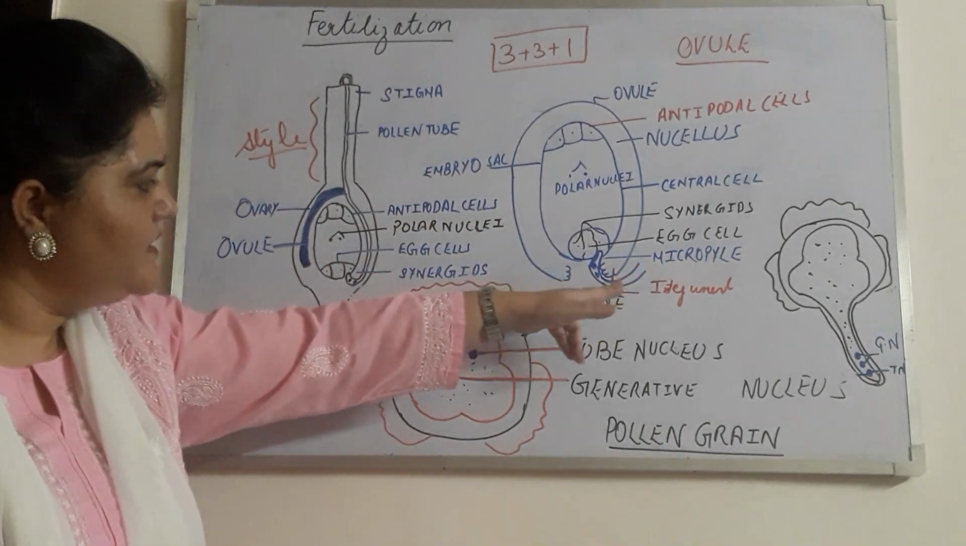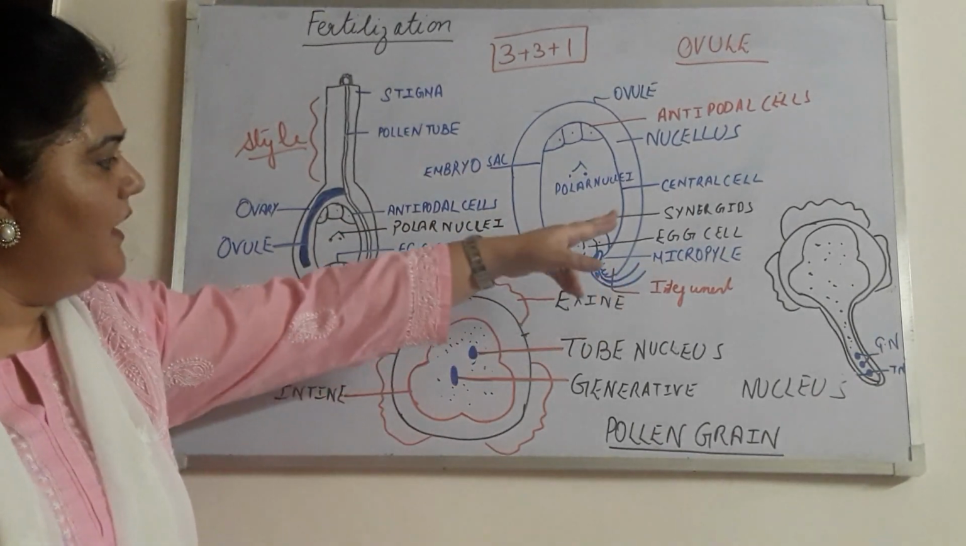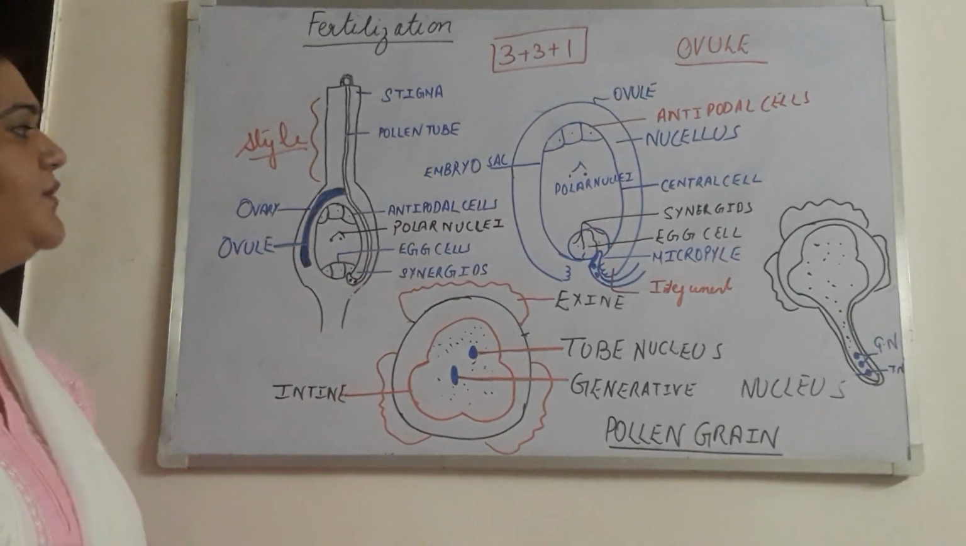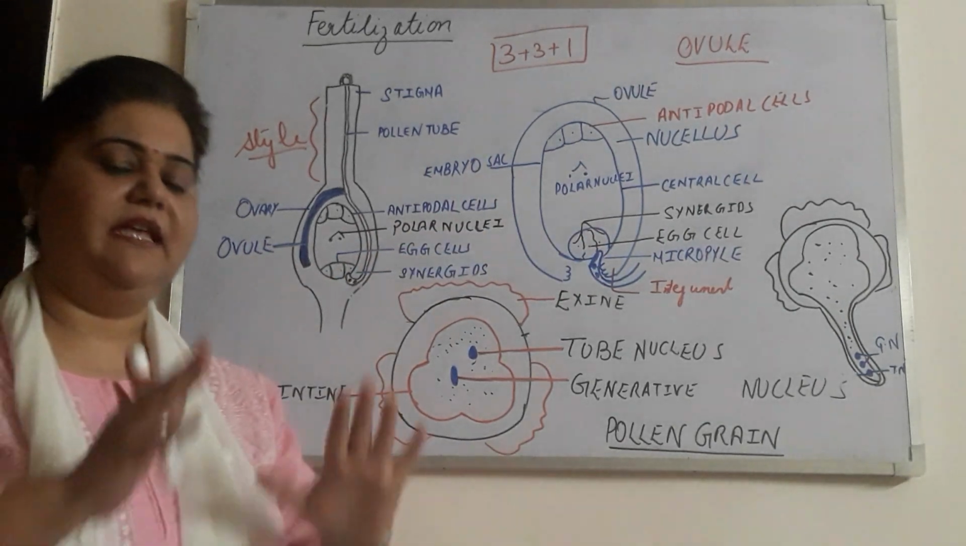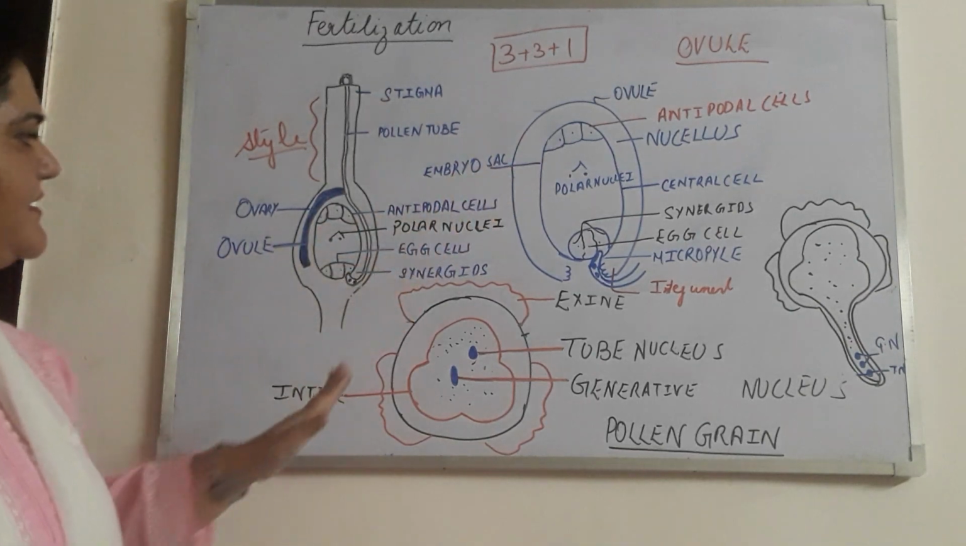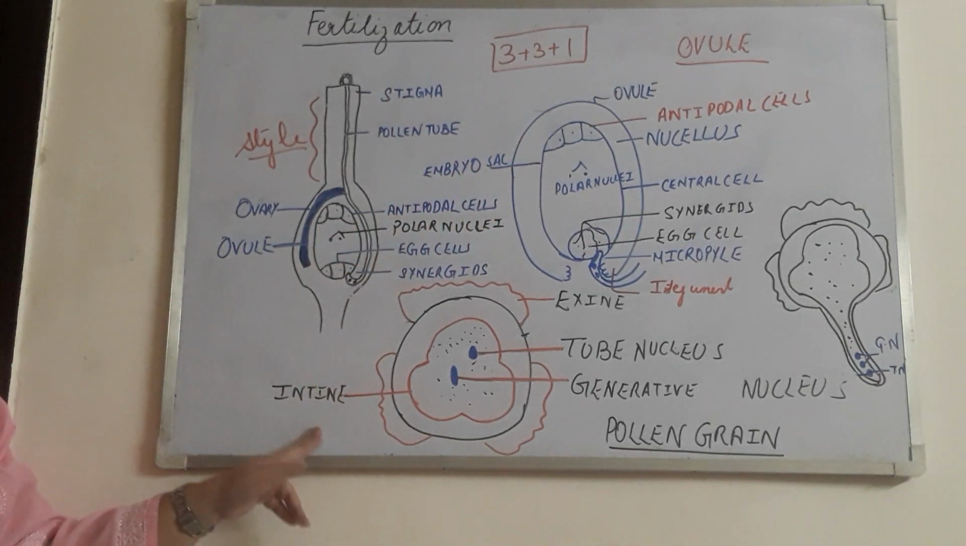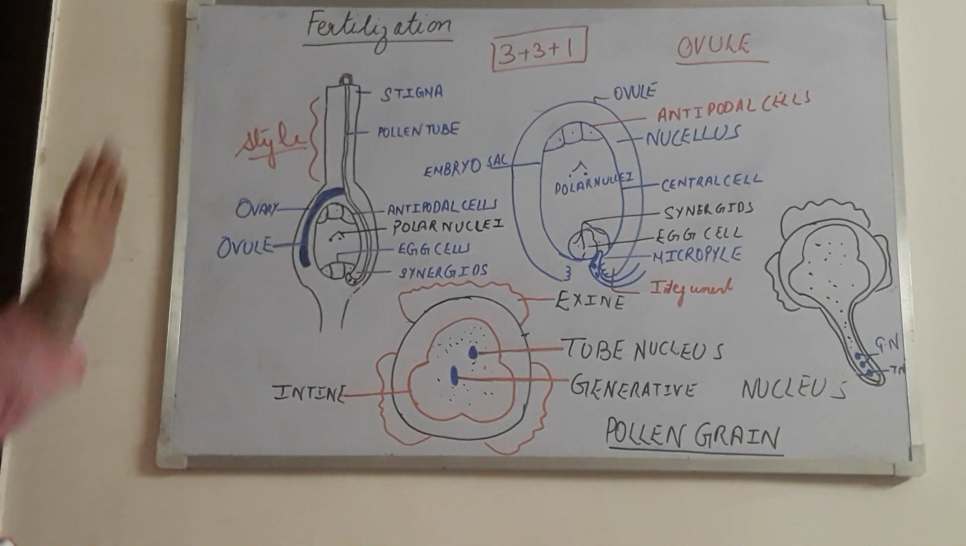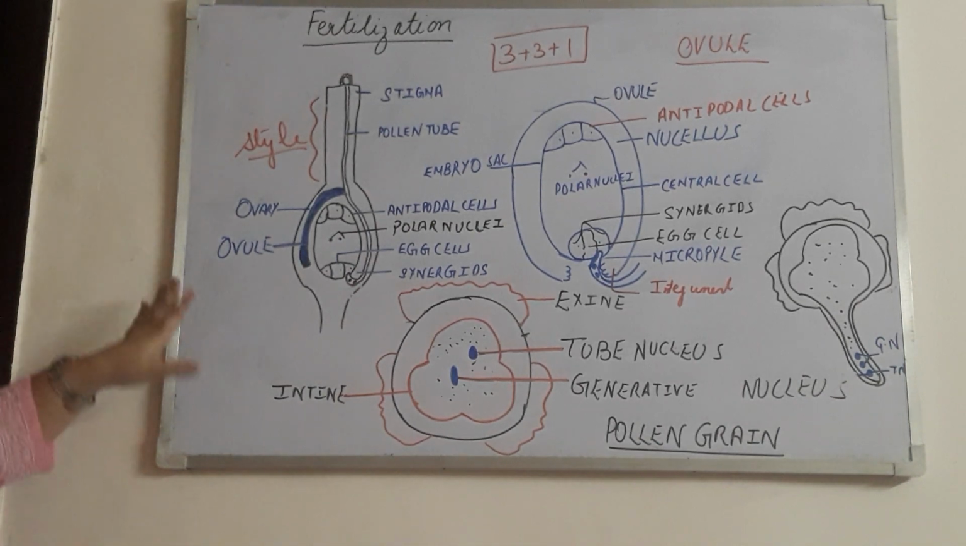Now you must be seeing this one. This is the pollen tube. When I explain the diagram of fertilization, I will explain this also. Now this is the structure of ovule and this is the structure of pollen grain. Now let's come to the diagram of fertilization and the process of fertilization.